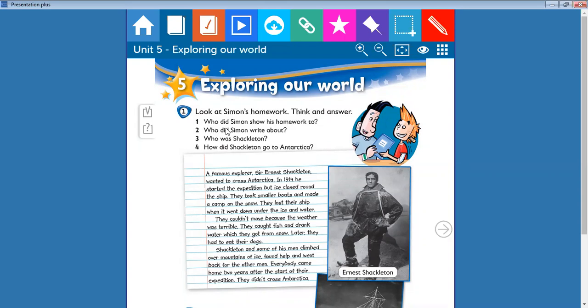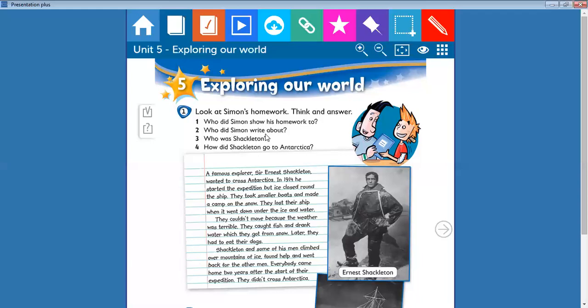Who did Simon show his homework to? After finishing his homework, maybe he can show his homework to his mom, to his dad, to his sister. But after seeing this picture, we can say that he shows his homework to his dad, to Mr. Star. Maybe. Okay, so we are going to check this later.